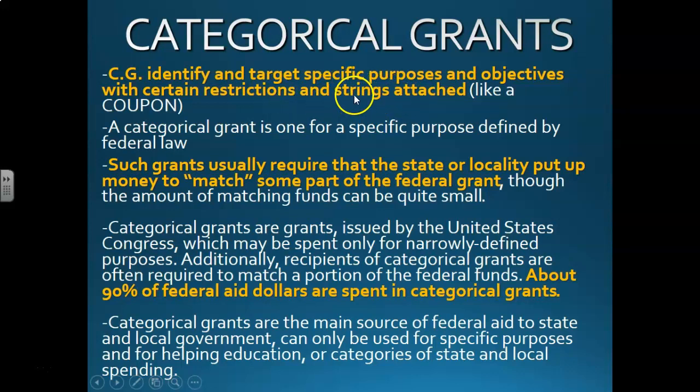One of those strings is that the state might have to match what the federal government gives it. So for instance, if we want to build a bridge in Missouri and the federal government gives us $500,000, then Missouri would have to match that with $500,000. And if you don't match, then you don't get the money. About 90% of federal dollars come through these kind of grants. Okay? And here's an example.